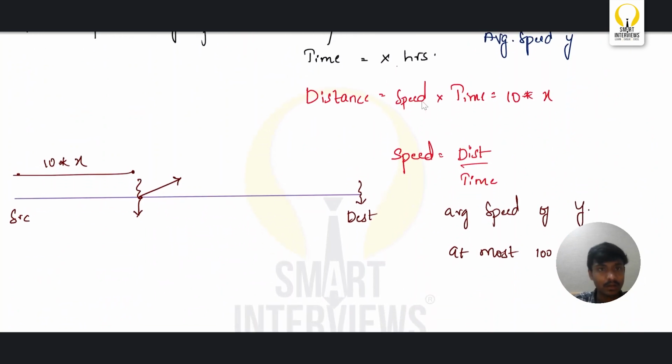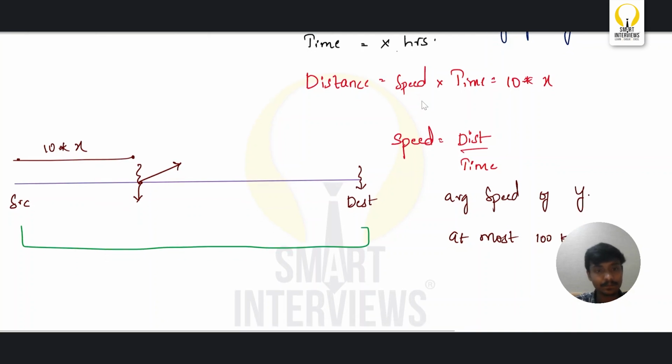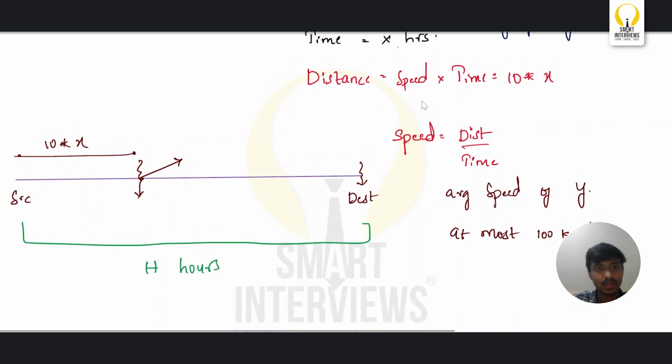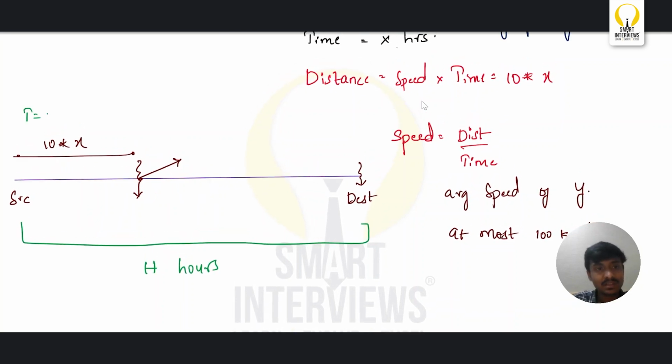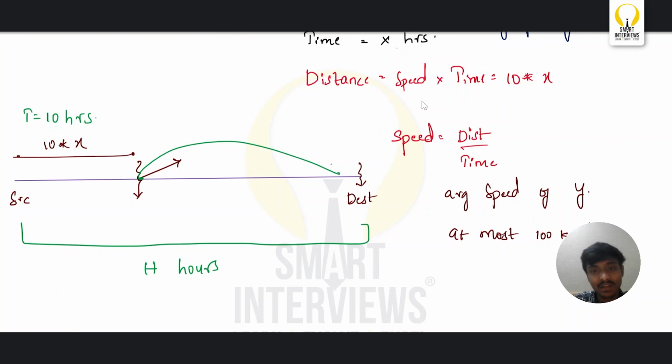Now, let's try to derive it further. Assume that to reach from this point to this point, you need some, let's say, h hours. Let's go with capital H hours. Okay. Now, the time duration here was 10 hours, right? So, till this point, it comes under 10 hours. So, to travel from this point to this point, how many hours do you have in your hand?